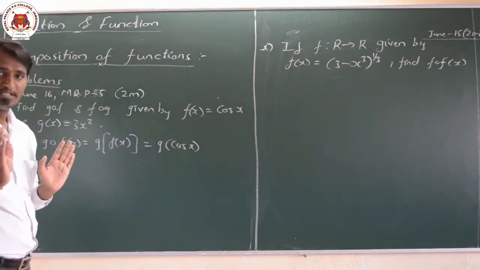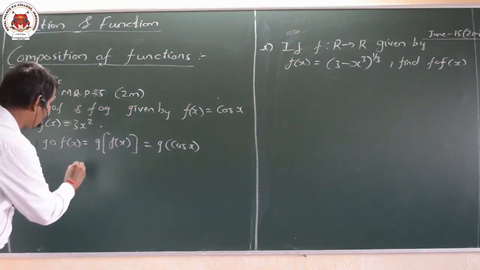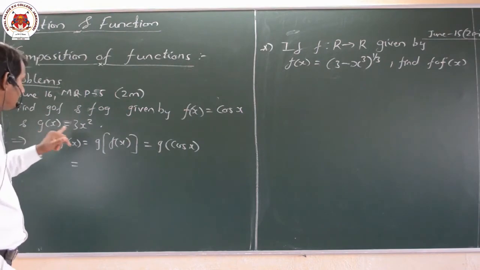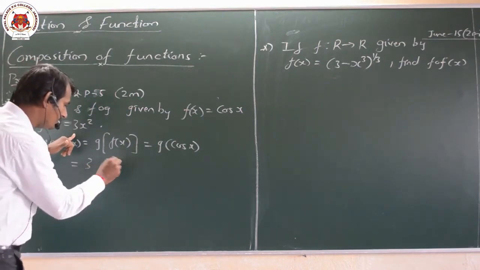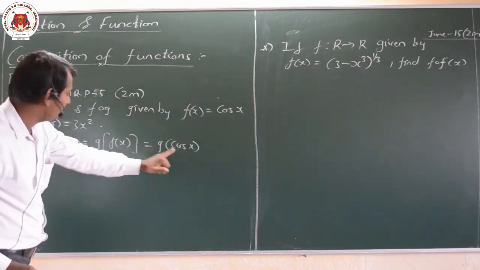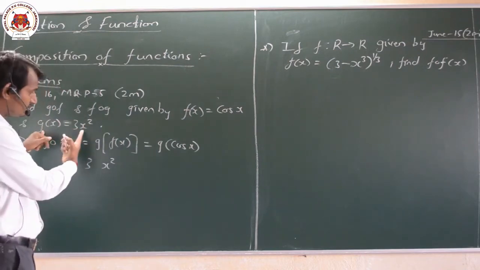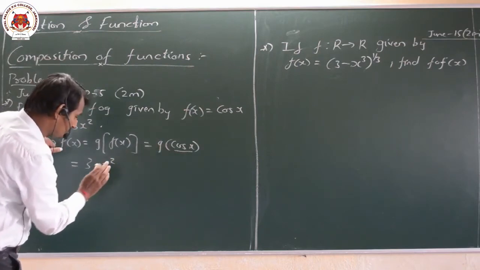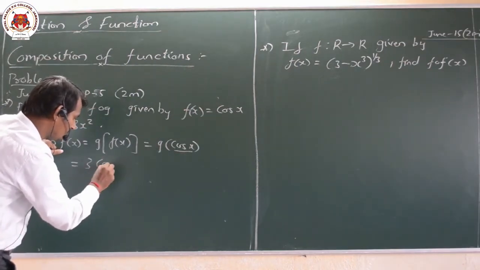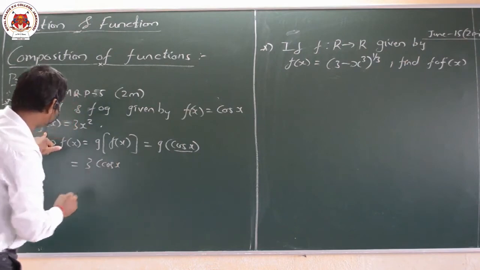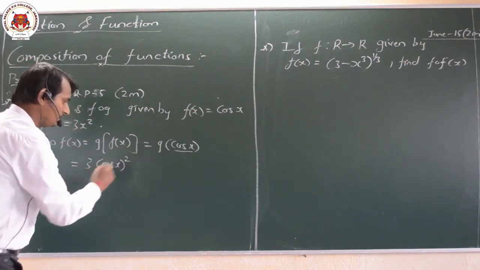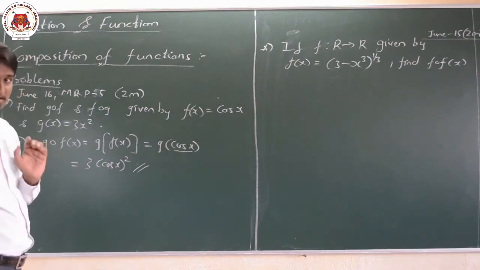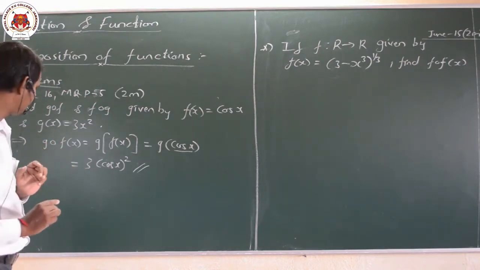Is it clear to everyone till this? Now what is the g function here? g of x is 3x square. That means in the place of x, we have to substitute cos x. So here in this place of x we substitute cos x, and we have the whole square. This is your required result. Very, very simple and easy also, for 2 marks important questions.